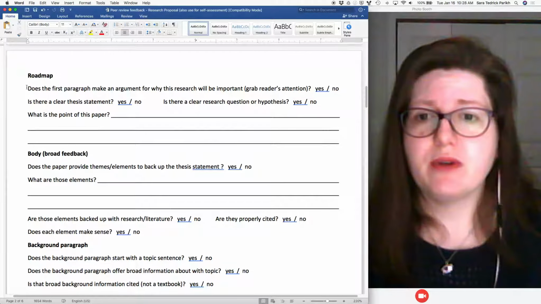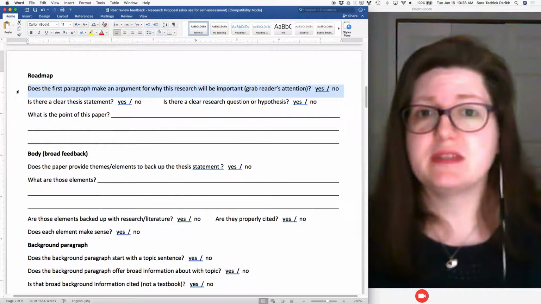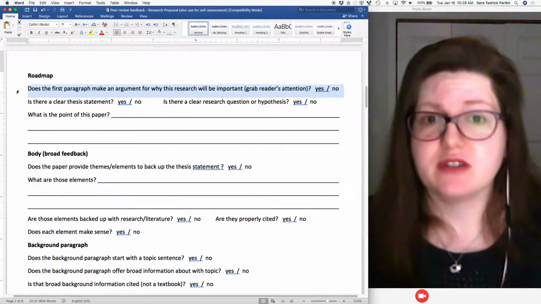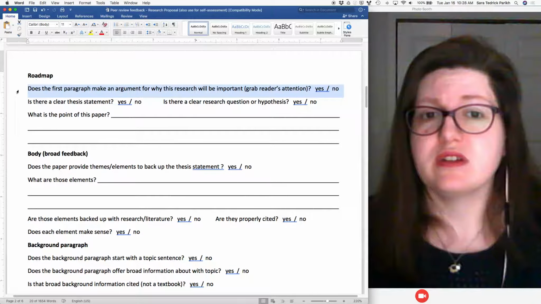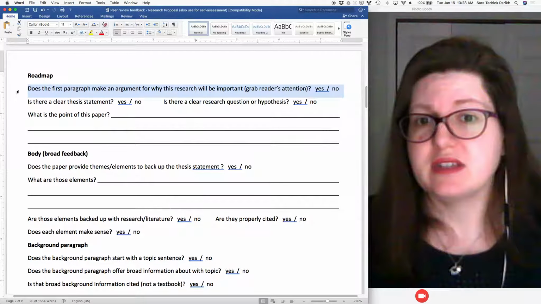And it goes through the roadmap paragraph. Does the first paragraph explain why this is important? Does it grab the reader's attention? Is there a clear thesis statement? And now you also look, is there a clear research question or hypothesis?